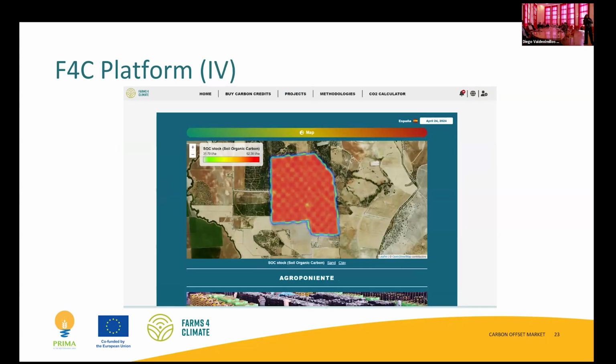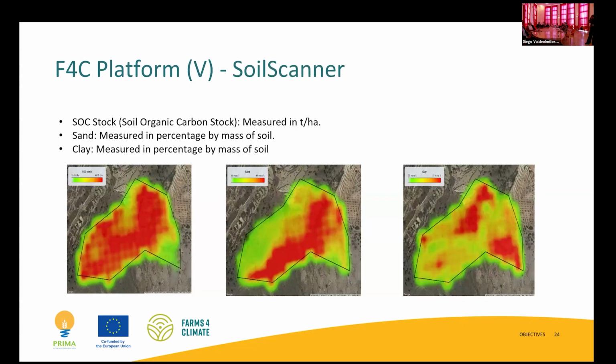Also, we have this tool that we built with SAE to have some data from the field, with an external application called the soil scanner. We can measure the soil organic carbon stock. They measure the percentage balance of the soil, the sand, and everything.